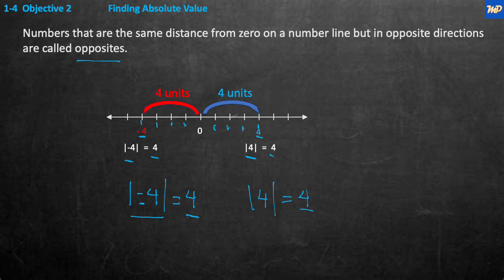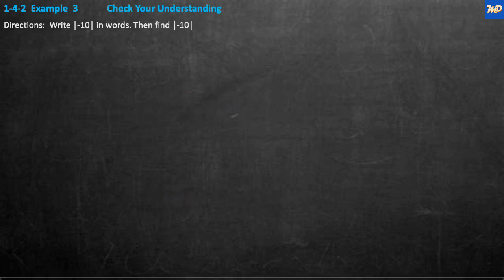Okay? Let's do example 3, checking our understanding. Directions: write the absolute value of -10 in words. Then find the value of the absolute value of -10. Well, in words, writing this, we would say the absolute value of -10 is 10.